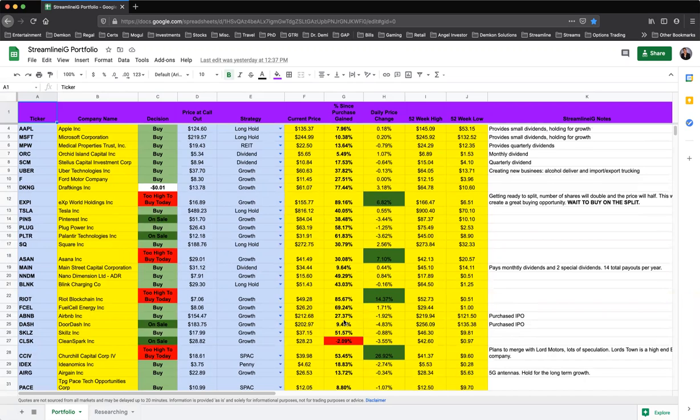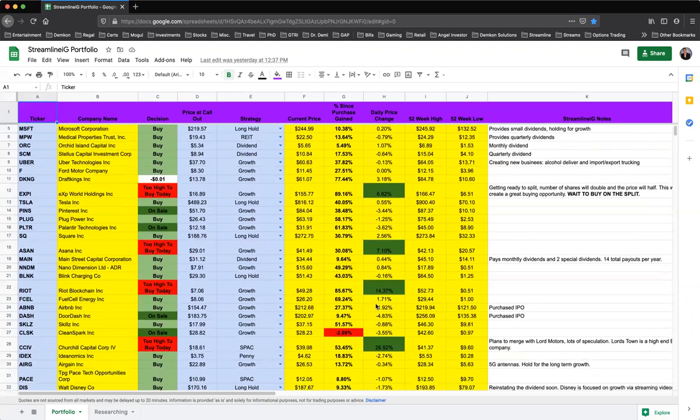We just bought those two maybe a month ago, and we're looking at 27% profit on Airbnb and almost 10% on DoorDash already. So just something that you can kind of reference. Once again, this isn't saying you have to go buy everything on this list. This is just a tool that you can use if you want a little bit of information about what Streamline IG is purchasing in one little spreadsheet. So this is updated almost every day.